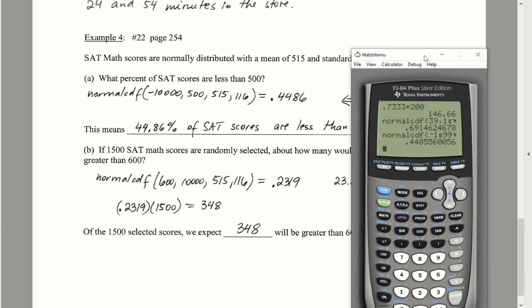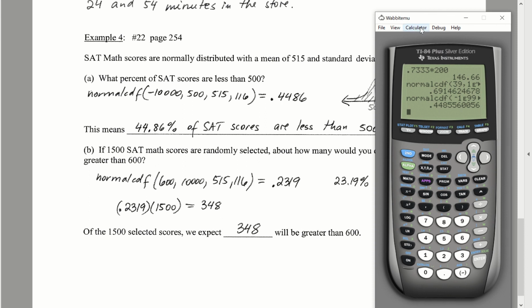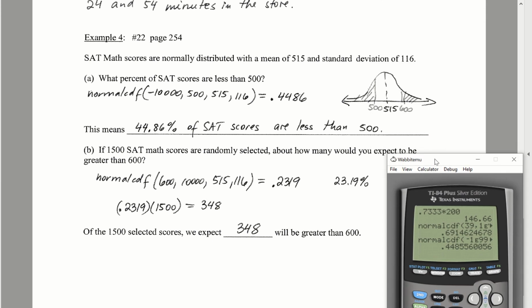And that would tell us that the probability, the proportion of individuals who scored less than a 500 would be about 0.4486. Because they wanted it as a percentage, just change that decimal to a percent, slide the decimal spot 2 places to the right. So 44.86% of the SAT math scores would be less than 500.